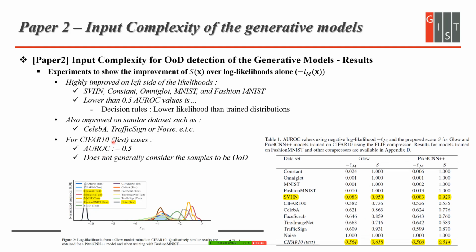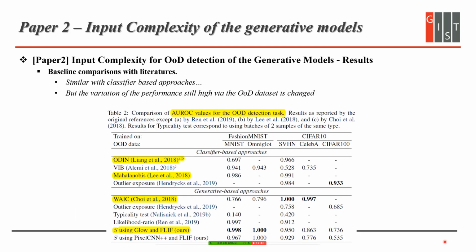Also in the case of the test dataset, which means the in-distribution dataset, the ROC measured at 0.5, which means that we could not find it from the likelihood. 그래서 이제 in-distribution dataset인 테스트 데이터셋을 이용을 했을 때는 0.5로 이제 랜덤하게 찾는 것과 비슷한 결과를 보여줄 수가 있는 거죠.